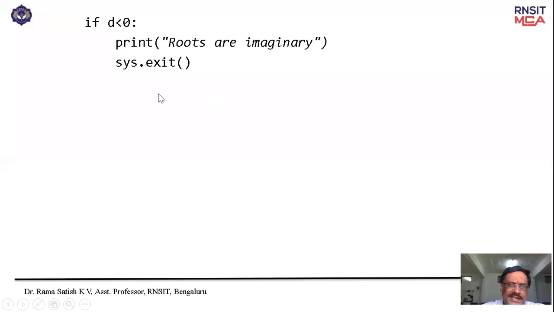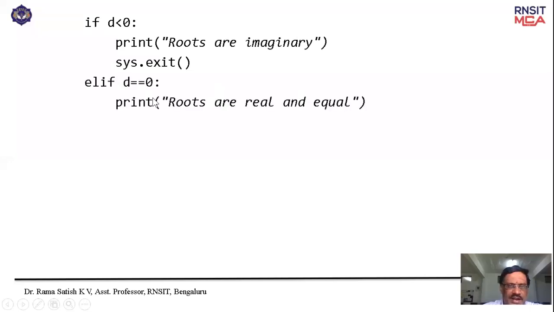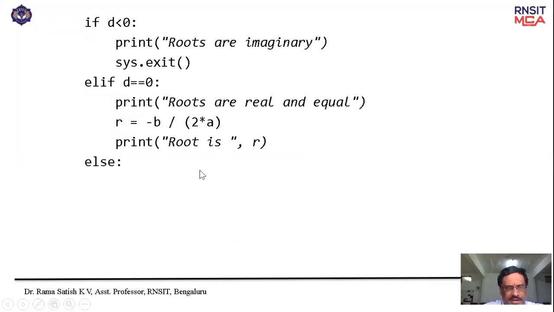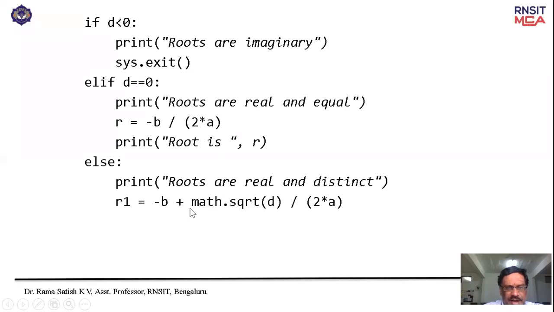Else if D is equal to 0, then we say the roots are real and equal, and we display R equal to minus B by 2A, and we display the root. So there is an if part, an else if part, and an else part. Here the roots are real and distinct. Look here, math.sqrt we have used.